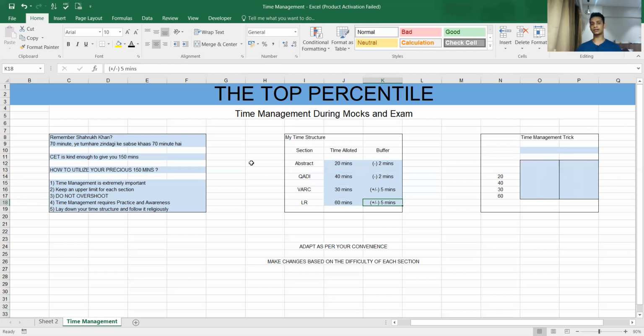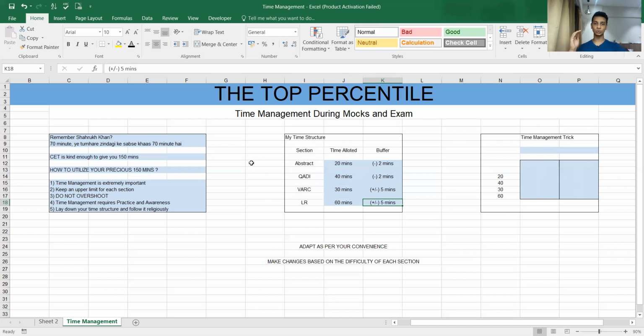Let's say VARC is your weakness, and even if you spend 25 minutes, you're going to score 30 marks, and even if you spend 30 minutes, you're going to score 30 marks. Then it makes sense to spend only 25 minutes, get those 30 marks, and use those 5 minutes in some other section, abstract, QADI, or LR. So that is what the strategy should be.